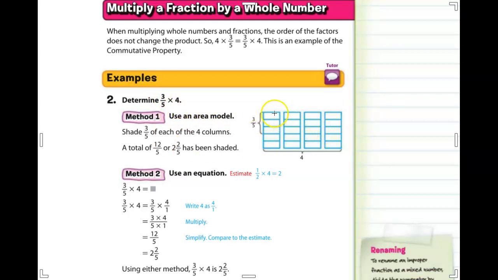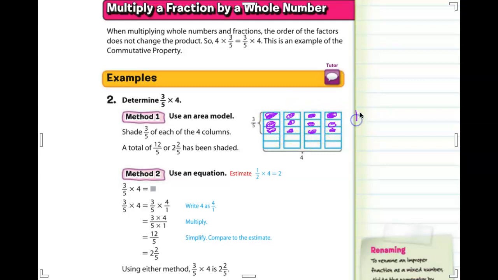So we have 3/5. We have 1, 2, 3, 4 groups because we're multiplying times 4. And in order to solve this, we would actually shade in the 3/5. So I want you to go ahead, shade in 3 of each of those bars inside the rectangles. Then I want you to write what fraction actually got shaded. So 1, 2, 3, 3 times 4.